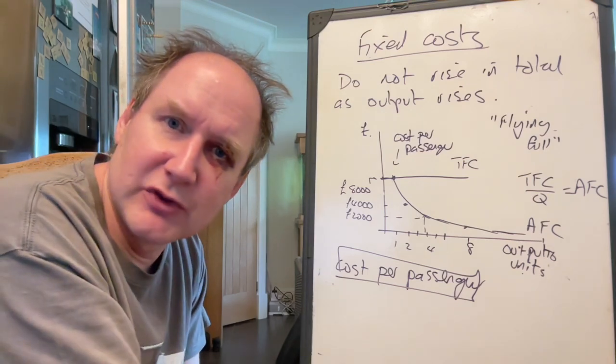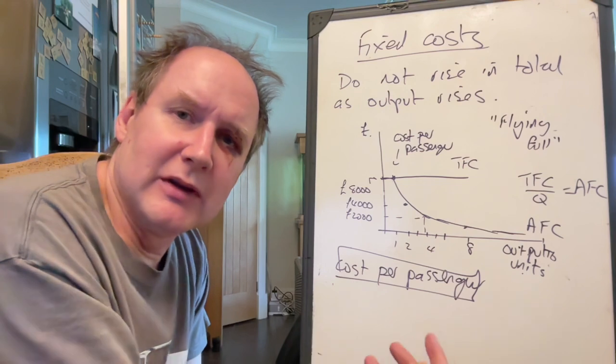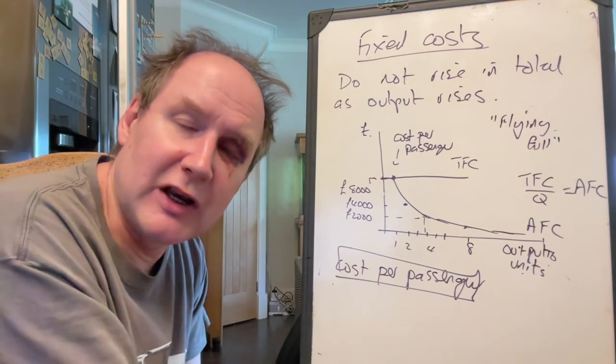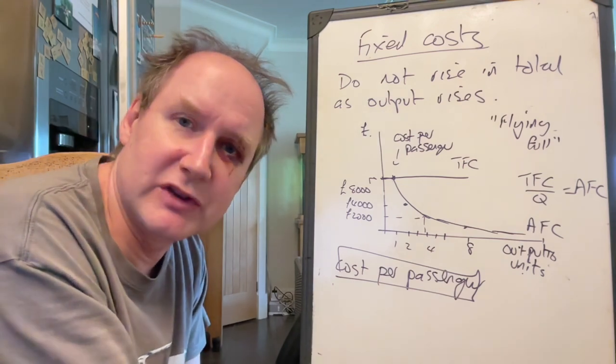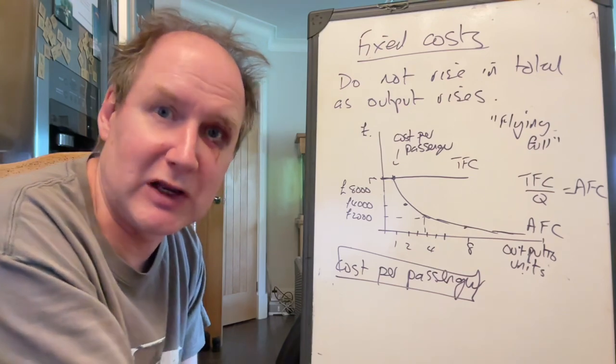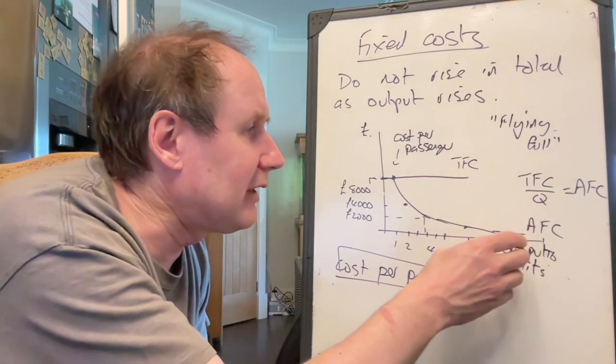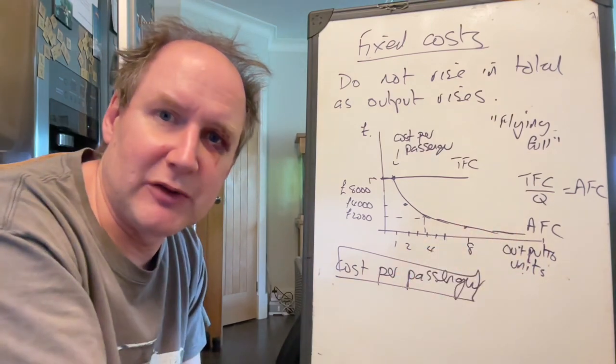That's why airlines routinely overbook. Yeah, so for scheduled flights, they'll sell more tickets than they have seats, because they know that some people won't turn up. Then they can fly full, and again, we've spread those costs.